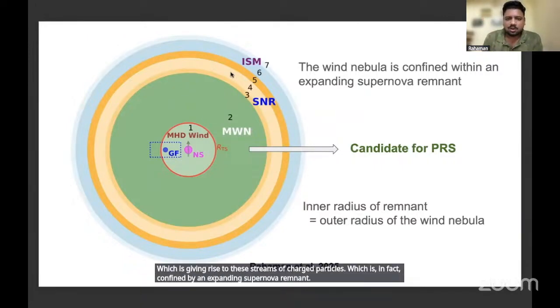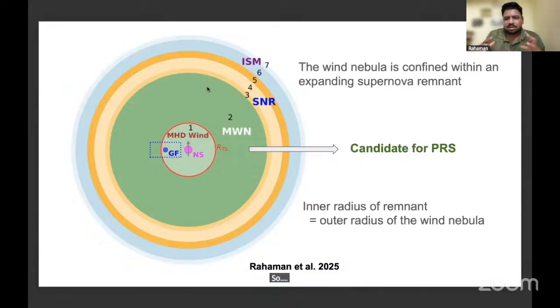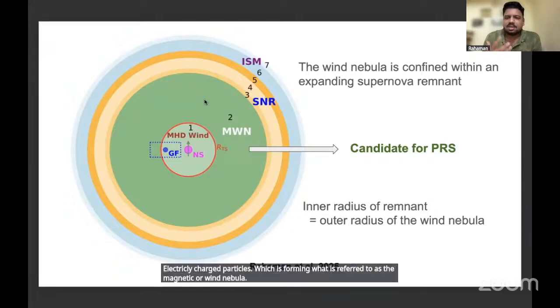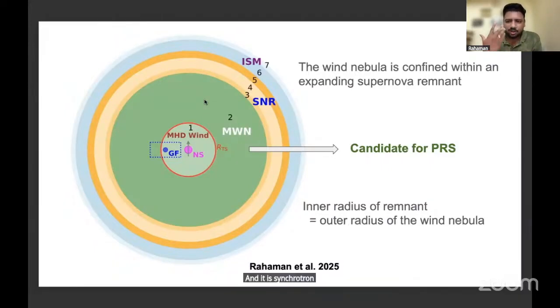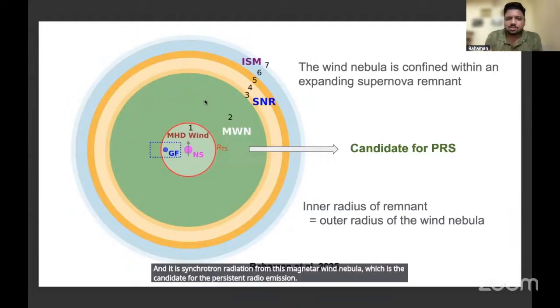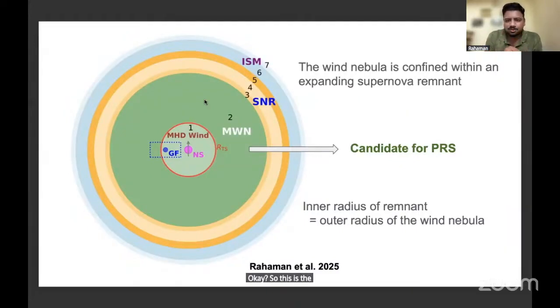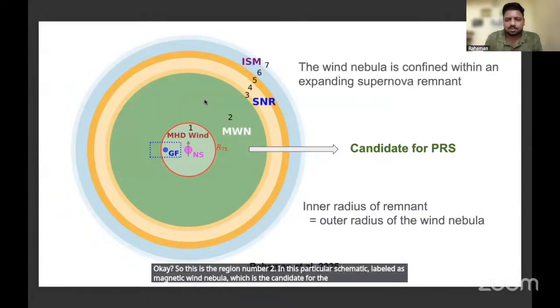Post-confinement, it is a population of trapped, highly energetic, hot, electrically charged particles, which is forming what is referred to as the magnetar wind nebula. And it is synchrotron radiation from this magnetar wind nebula, which is the candidate for the persistent radio emission. So this is region number 2 in this schematic, labeled as magnetar wind nebula, which is the candidate for the persistent radio emission.